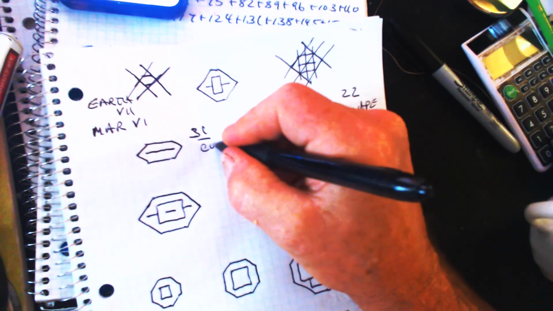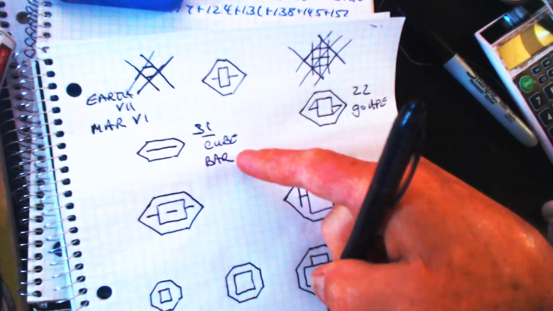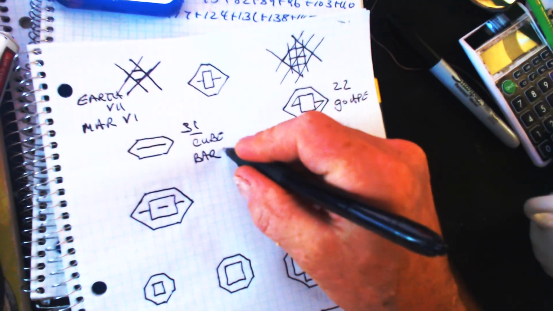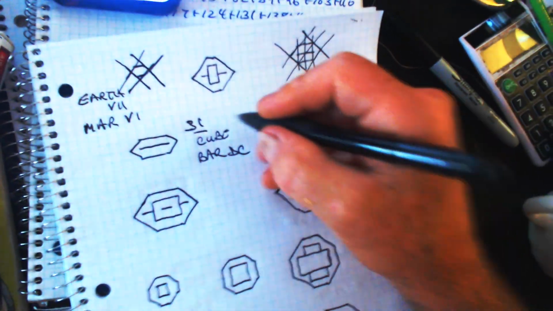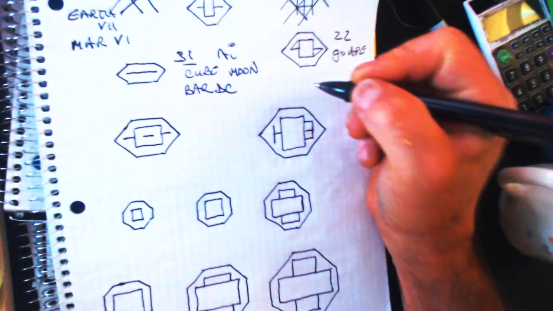Here we're going to say the cube of bar. The reason is the bar mitzvah is at 13. 13 or 31, it doesn't matter. And it's going to create DC. And it's going to create AI. And it's going to connect to the moon.